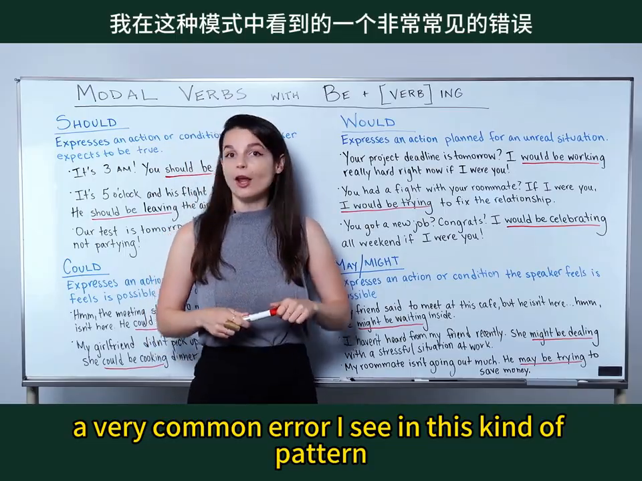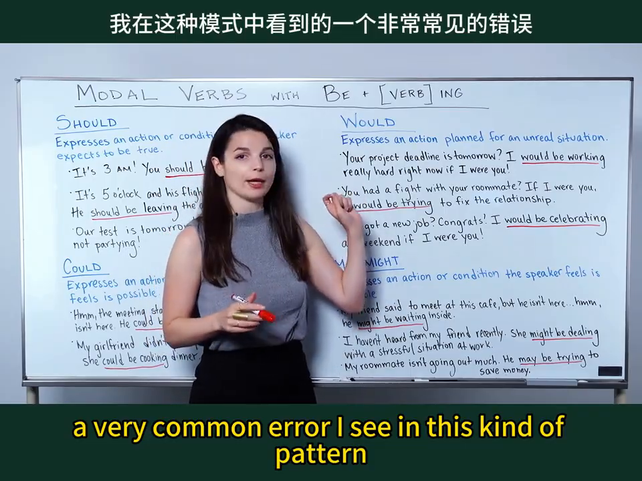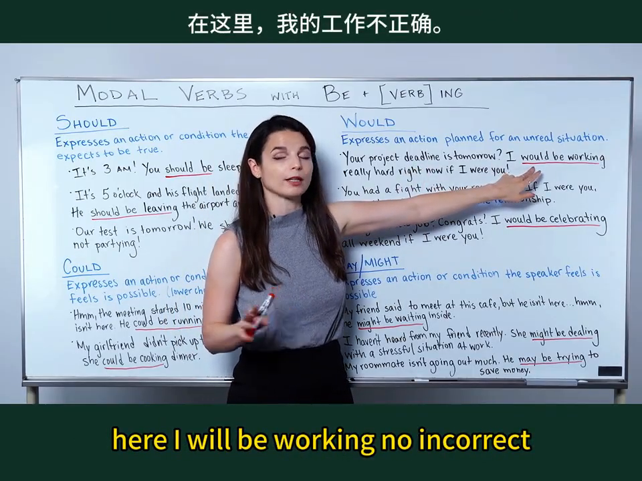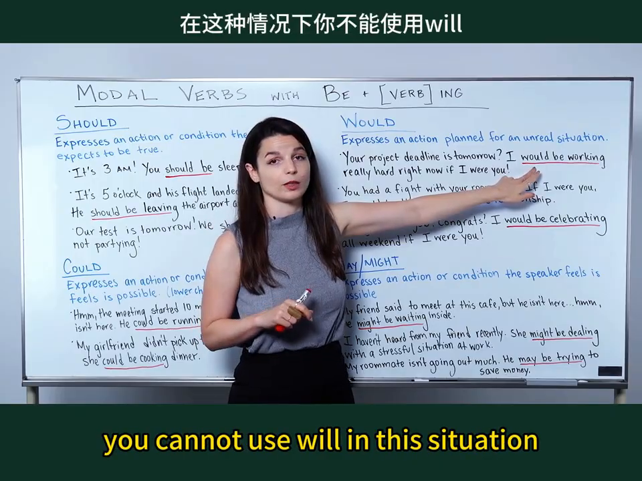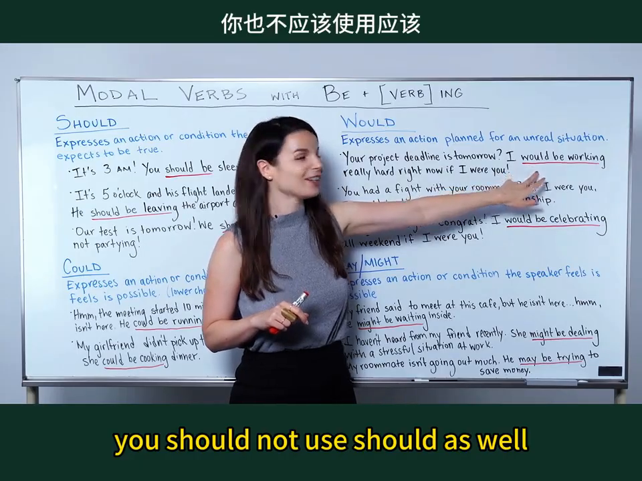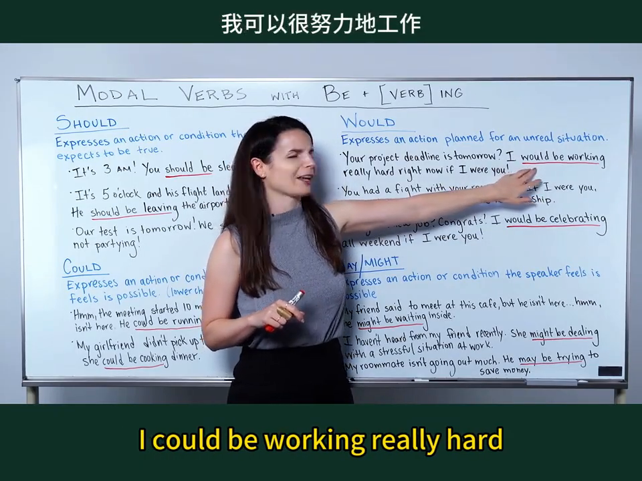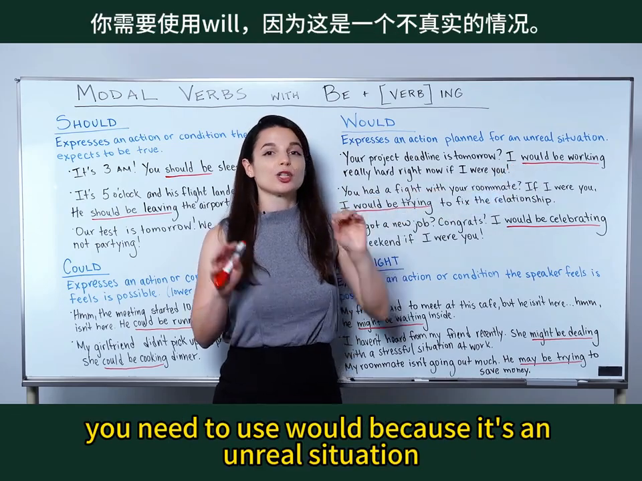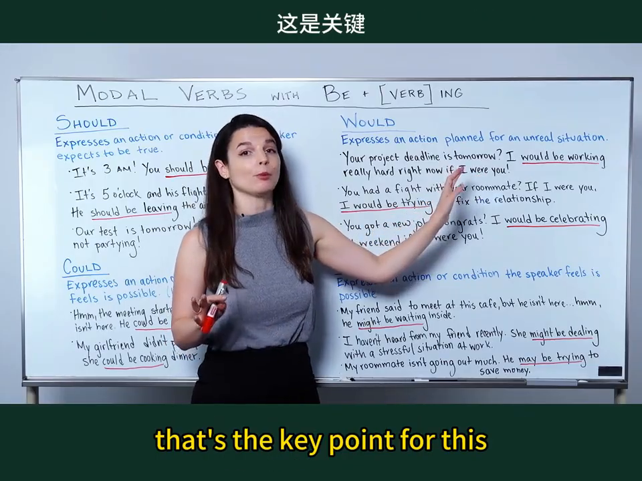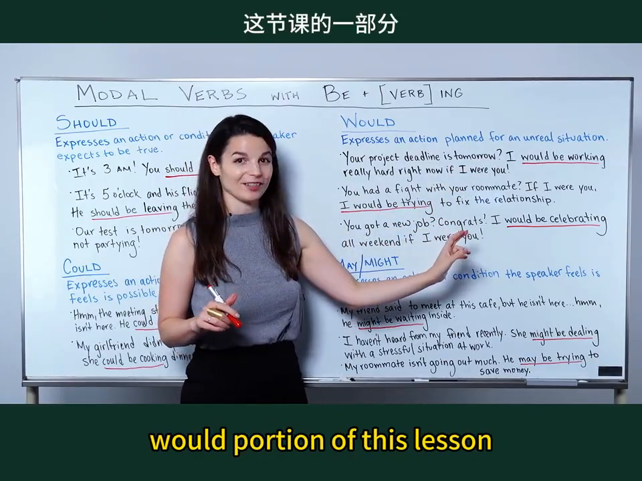A very common error I see in this kind of pattern is learners sometimes use will here. I will be working. Nope, incorrect. You cannot use will in this situation. You should not use should as well. I should be working really hard, or I could be working really hard. You need to use would because it's an unreal situation. That's the key point for this would portion of this lesson.